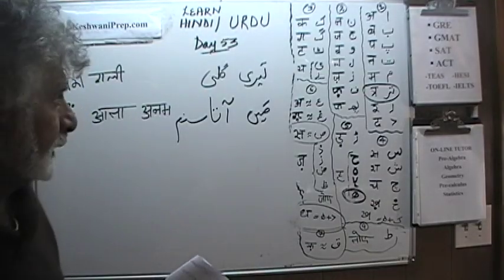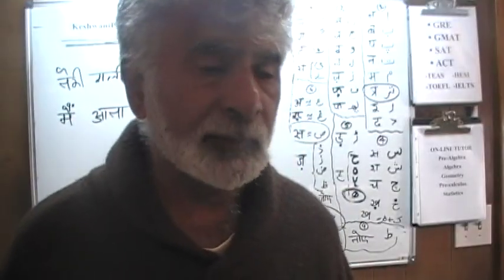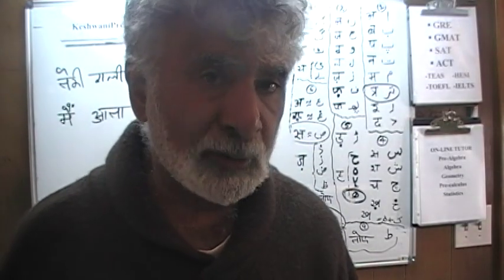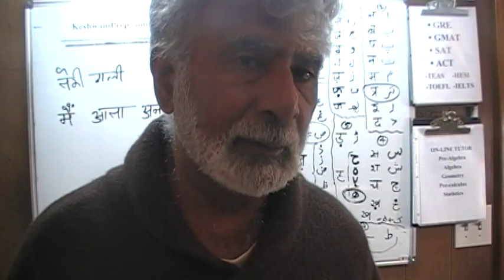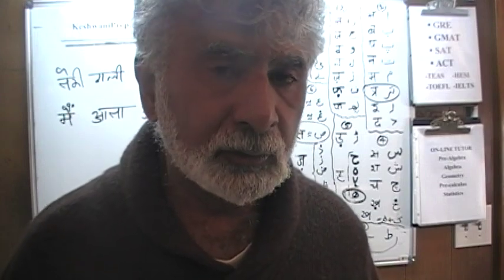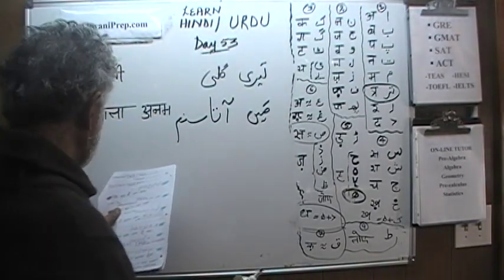Let's do the next line. So this is, as I said, his fantasy. This is what he had hoped would have happened. Teri gali mein aata sanam. I wish I would have come in your neighborhood. That's what he says. I wish I had come in your neighborhood. Let's do the next line.